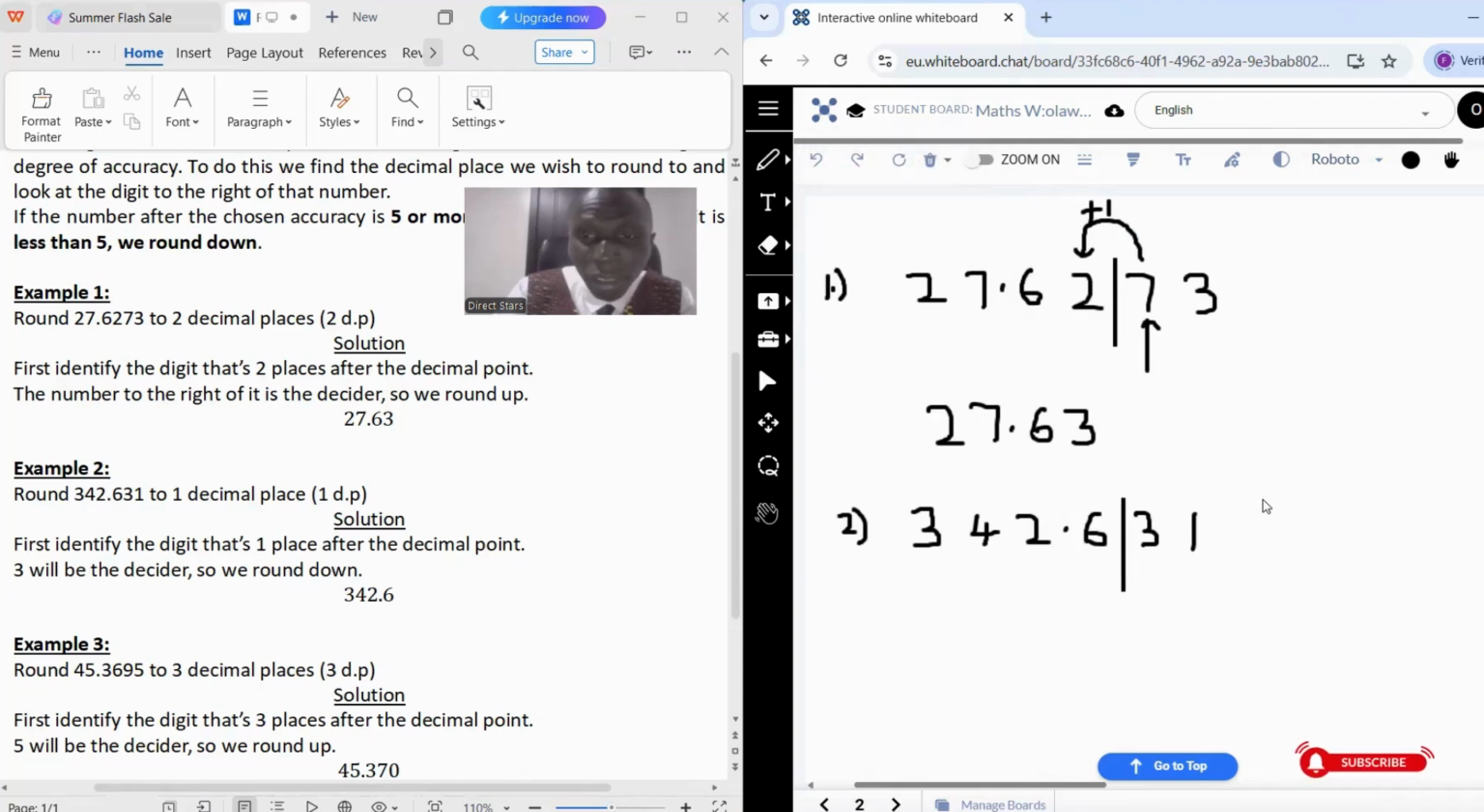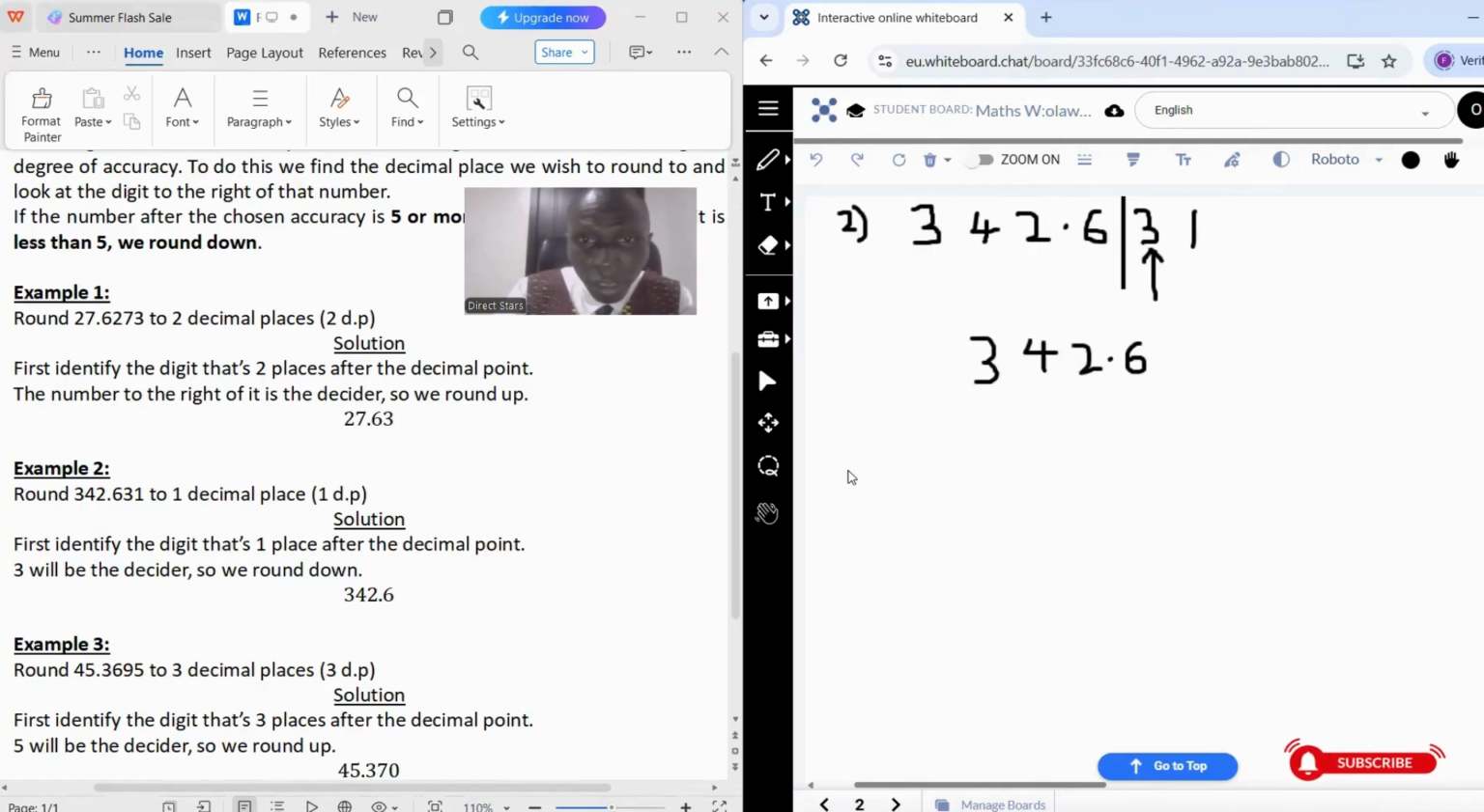So the number that is next to the bar, we have it to be 3. And if you look at 3, it is less than 5. So meaning that we are rounding down. Then our answer here now will be 342.6. So rounding 342.631 to 1 decimal place, we're going to have it to be 342.6. So move to the last example for this topic.